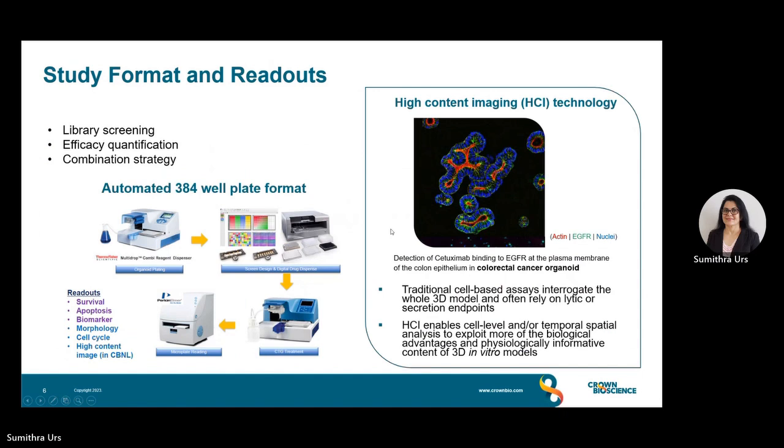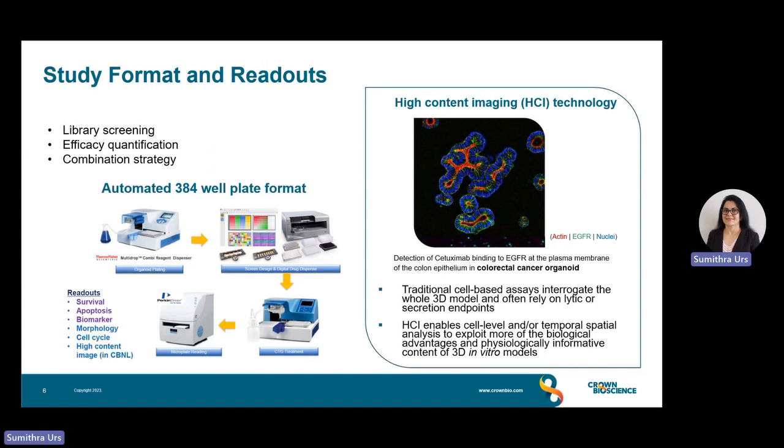Now let's discuss briefly the study format and readout. All organoid screening studies are carried out in 384-well microtiter plate format with automated plating, treatment, and plate readouts for survival and for apoptosis. Cell viability readout using CellTiter-Glo or CTG is the most common and cost-effective readout method. In addition to CTG, we also provide high-content imaging readouts that provide more detailed insight to understand complex disease pathophysiology.